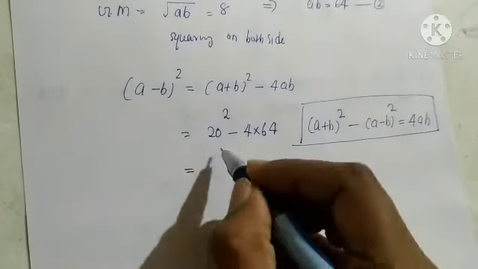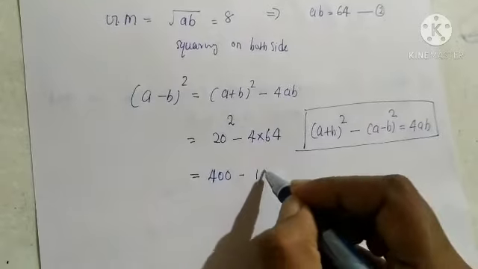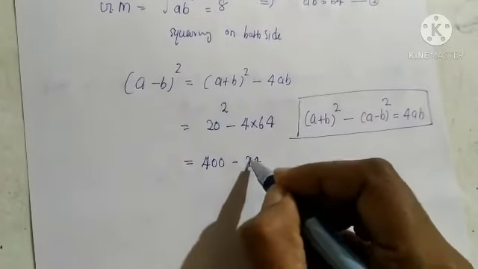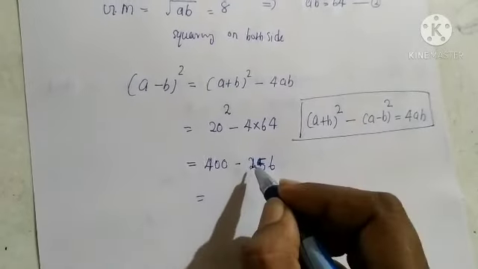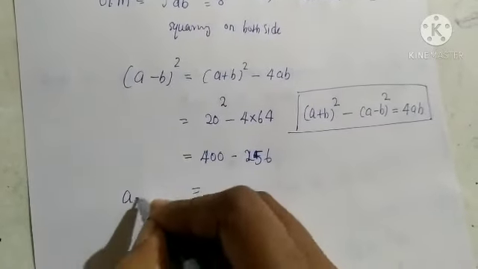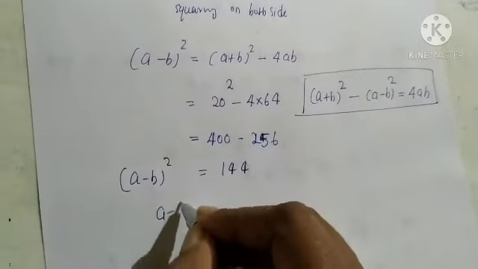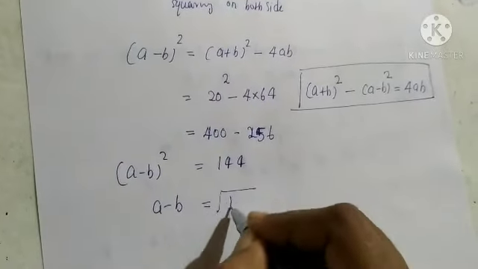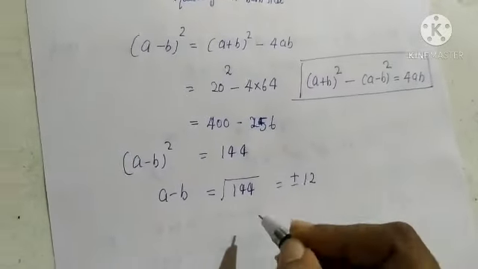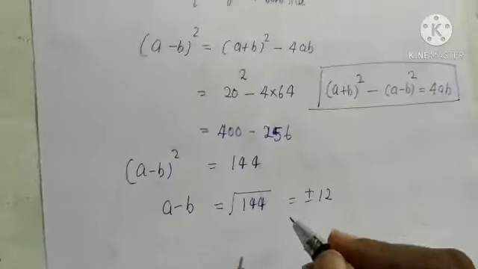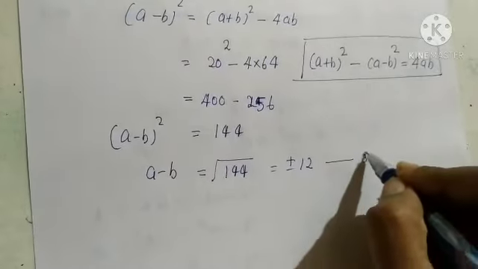So here we get 20 square is 400 minus 4 into 64 is 256. Subtracting these two values, we get A minus B whole square as 144. So from this, A minus B is equal to root of 144, and we get plus or minus 12. Let's name it equation number 3.